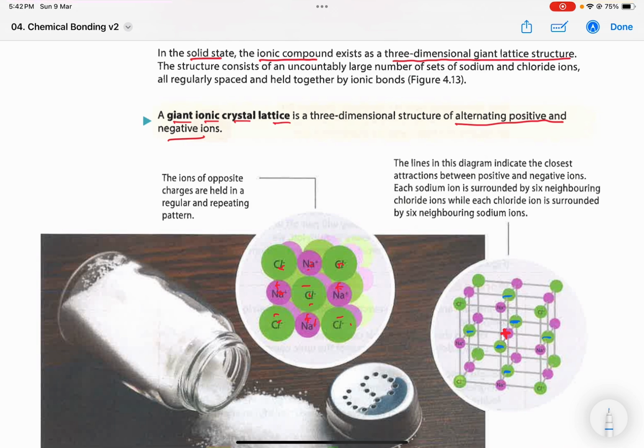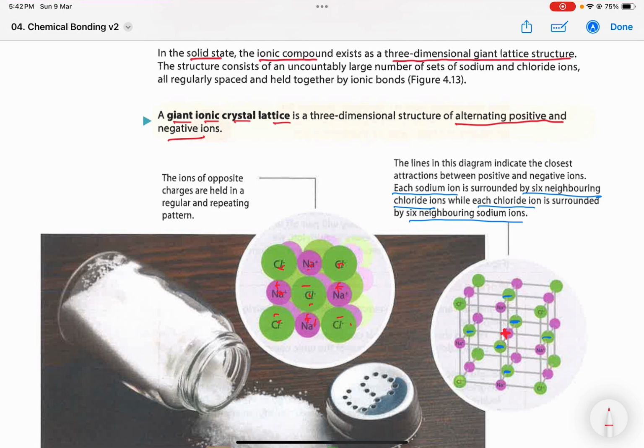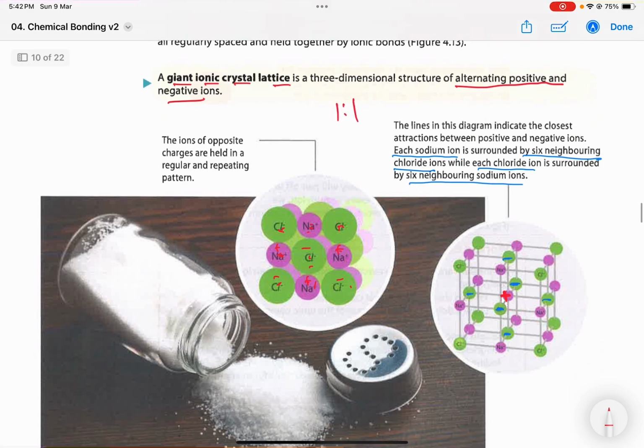The same is also true for every negative: every one negative is surrounded by 6 positives. So each sodium ion is surrounded by 6 neighboring chloride ions, and each chloride ion is surrounded by 6 sodium ions. Okay? So just take note of the way it is being described here, in terms of what is surrounding it. But take note, the ratio is still 1:1 if you count the total number of positive and total number of negative.